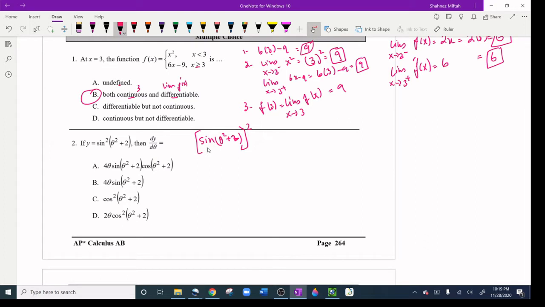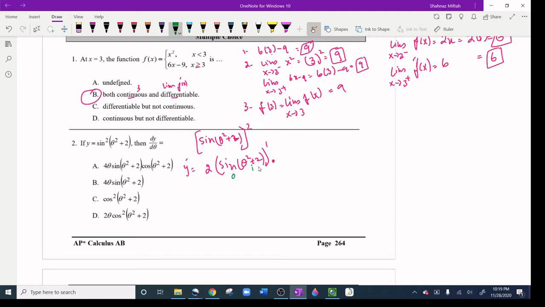So 2 jump to the front for y prime. 2 jump to the front, keep the inside as it is, sine of theta squared plus 2, and 2 subtract 1 is 1, times the derivative of inside. Now inside is again my chain rule. This is outside, that's inside. So outside derivative is cosine, keep the inside as it is, and the inside derivative is 2 theta.